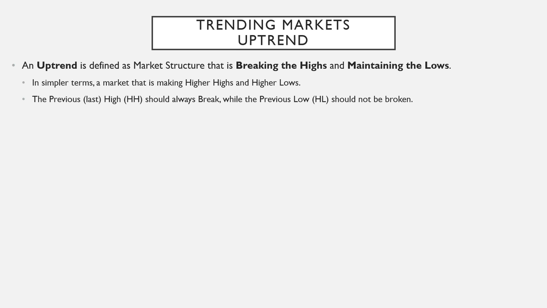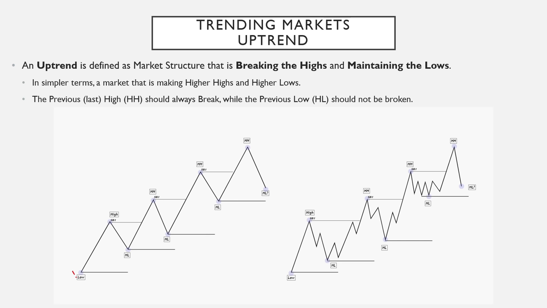And if I put an example right there, we start with a low, we make a high. This low should not break in order to maintain the uptrend, right? But this high should always break in order to maintain the uptrend. So again, the last higher high should always break. The previous higher low should not be broken, okay? And again, we have a high. This is the new higher low. It should not break. There is the new one. What it should do, it should go and take out the high. So very simple, and I'm sure you know this.